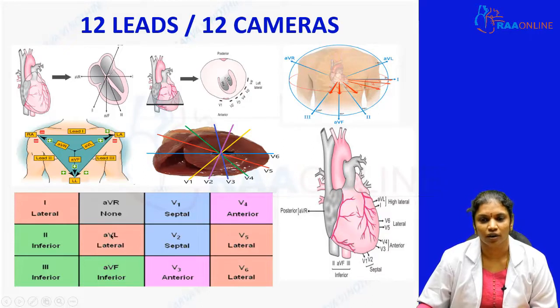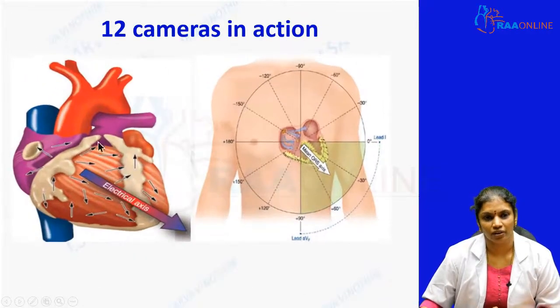Lead 1 and aVL represent the lateral region of the heart. Leads 2, 3 and aVF represent the inferior region of the heart. V1 and V2 represent the septum of the heart. V3 and V4, the anterior wall. And V5 and V6, the lateral wall. You can see the 12 cameras in action now.